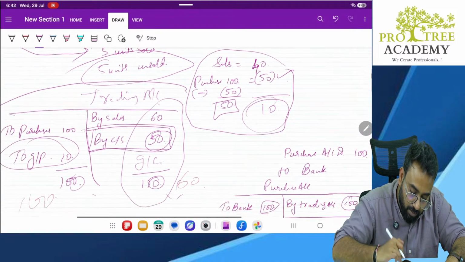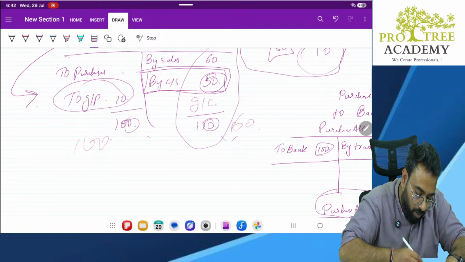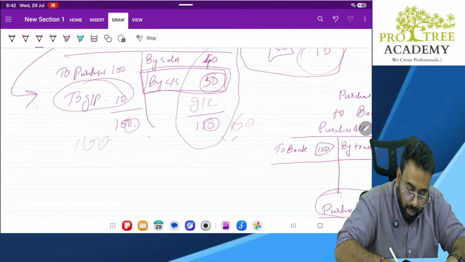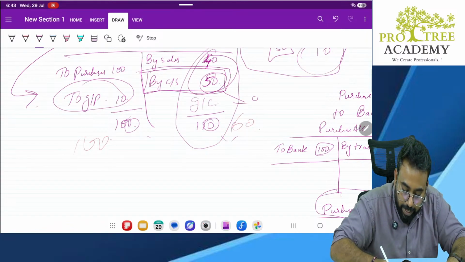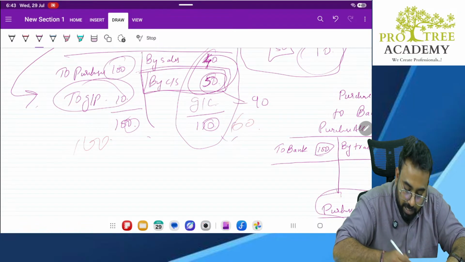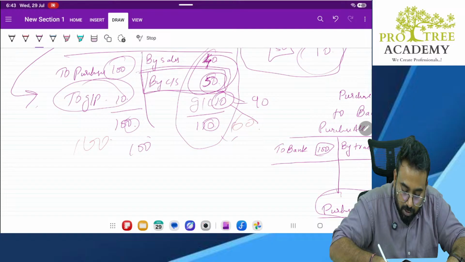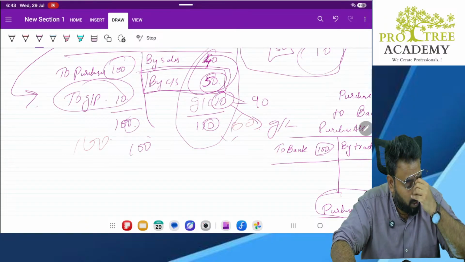Your purchases will be 100 only. Your sales will become 40. Your closing stock will still show at 90. The total is coming to 90, and your gross purchase on the right side is coming to 100. 100 minus 90 is 10 rupees, which will come on this side, is called as gross loss.